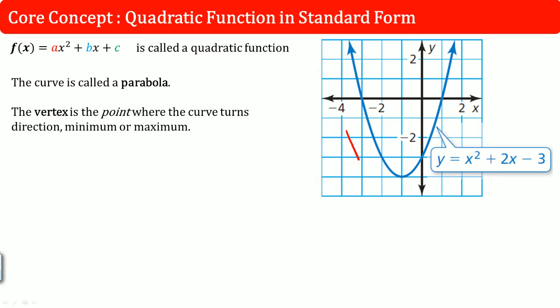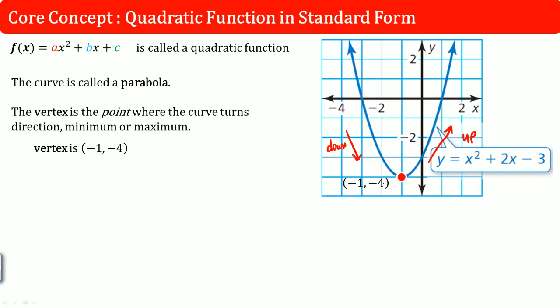Notice here it is going down, then here it goes back up. That's what I mean by it turns. So it's going to turn at that point. That point is called the vertex, and it is represented by x comma y. So it's -1 comma -4. So we would say here that the vertex is -1 comma -4.